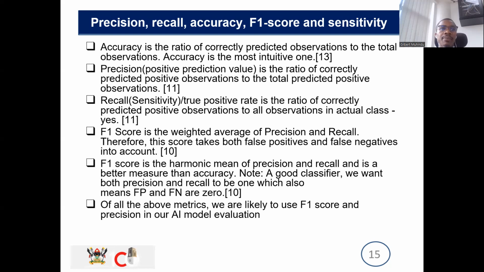F1 score is the weighted average of the precision and recall. In our project, we are most likely to use the F1 score and precision, which provides much better accuracy than all the others.